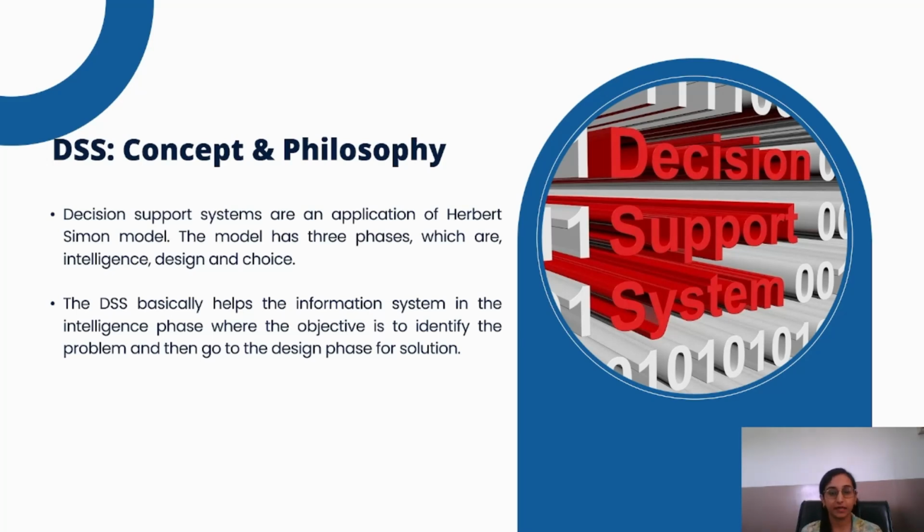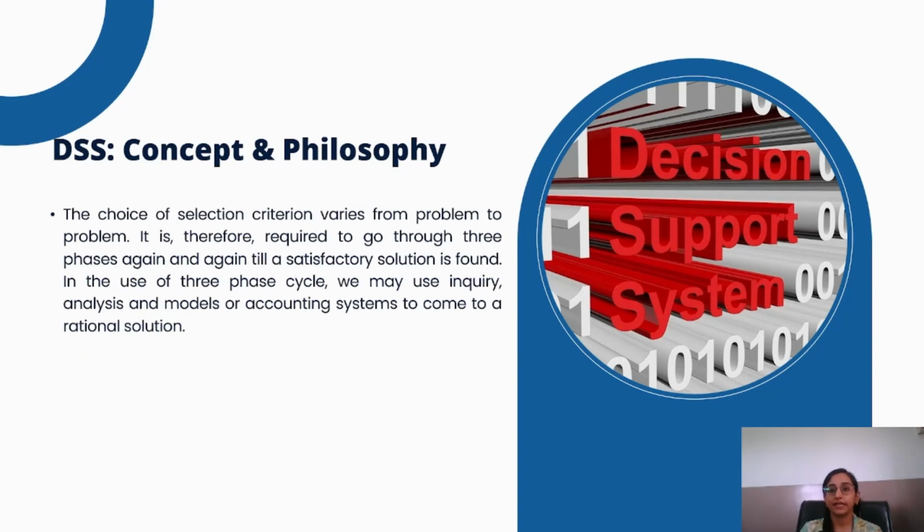By repeating these steps, we can systematically approach complex problems and work towards rational, well-informed solutions. All in all, the DSS process is iterative. We may need to cycle through the phases of intelligence, design, and choice multiple times, using tools like inquiry, analysis, and models to find the best solutions.